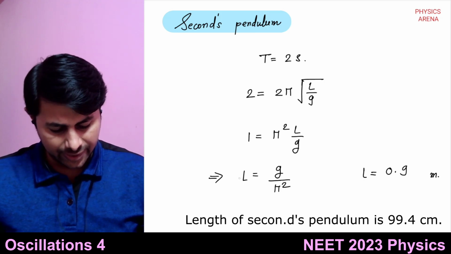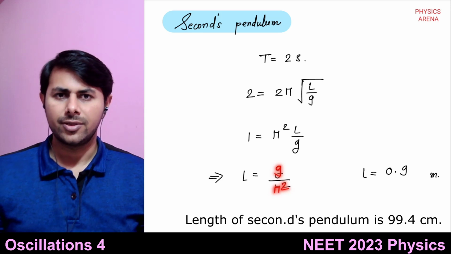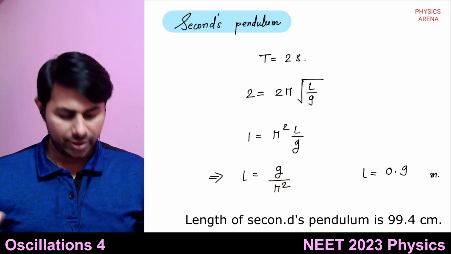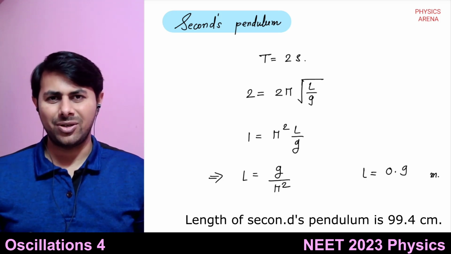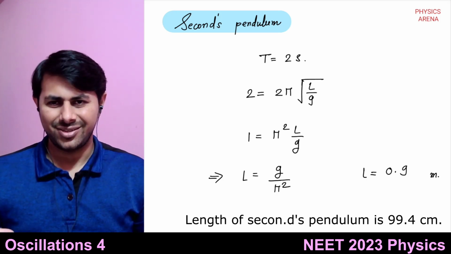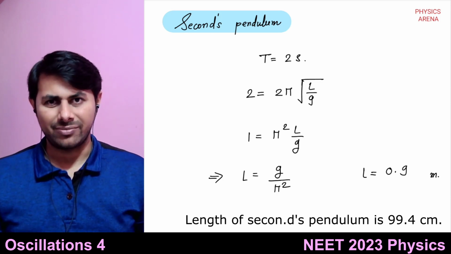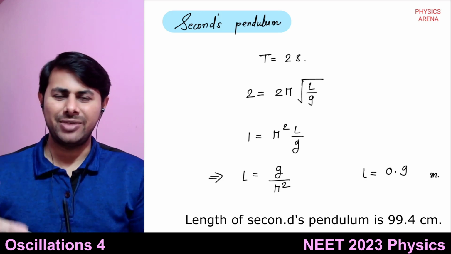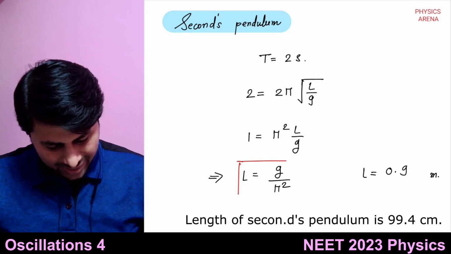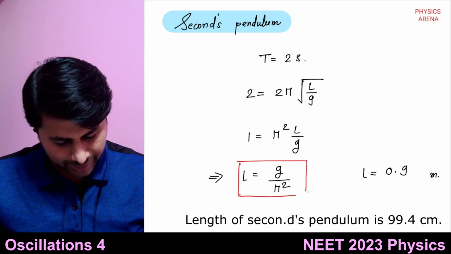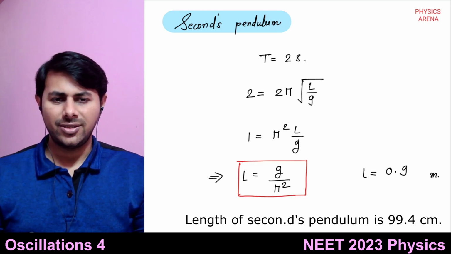So the point is the length of seconds pendulum is g divided by pi square. It depends heavily on the value of g, right? So we cannot have a seconds pendulum of arbitrary length. We cannot have a clock based upon a pendulum in which the length of the pendulum is arbitrary. So the length of seconds pendulum is fixed. Got this? Yes, no?